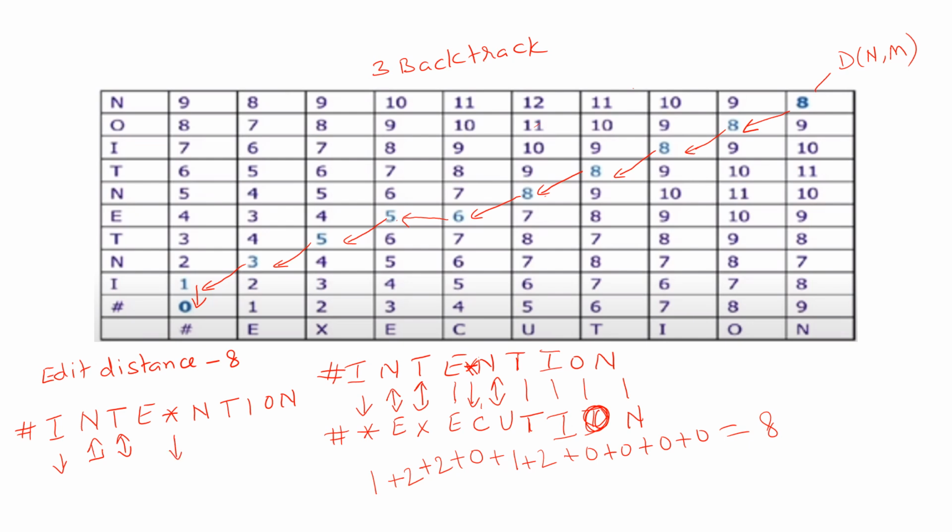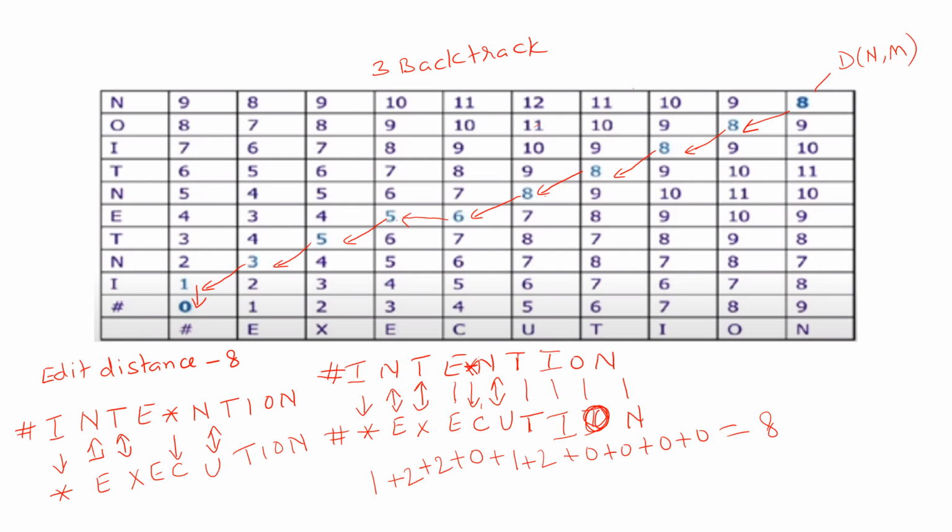There's a change here, and TION will be copied as it is. There's no change in TION. So what I need is, I is to be deleted, N is to be replaced with E, T is replaced by X, E is copied as it is, then C is inserted, then N is replaced by U, and TION is copied as it is. So now you can see how dynamic programming can solve this.